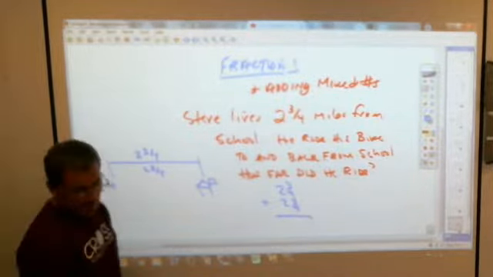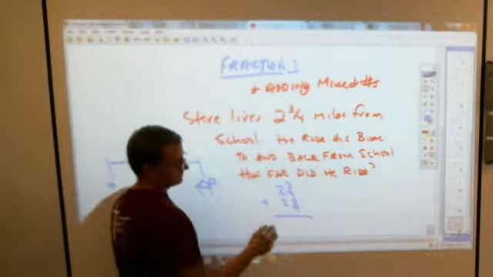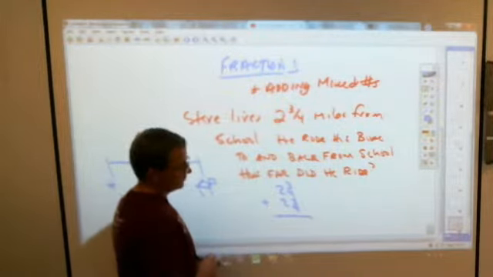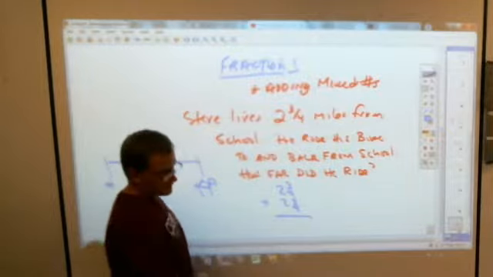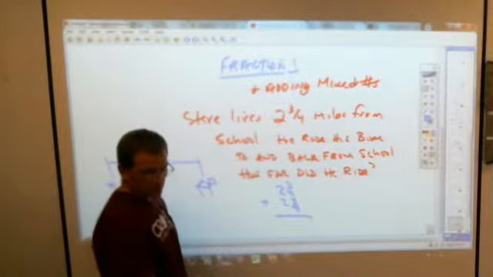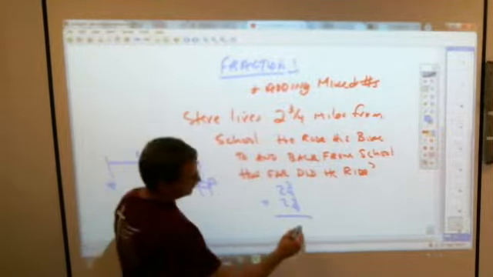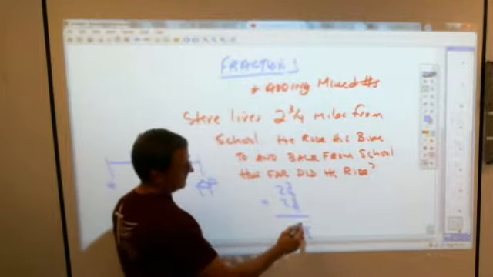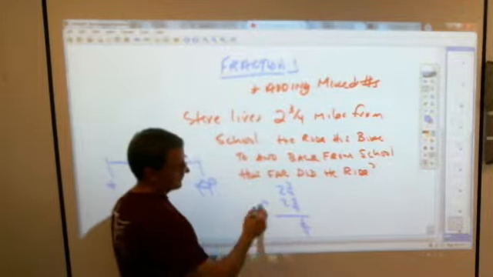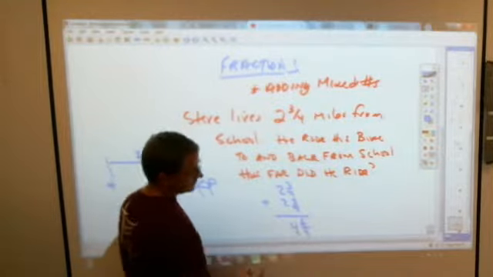Kate? What? 3? No, I want the fraction. 3/4 plus 3/4 is, remember you keep the bottom number the same, add the tops together, so you get 6/4. And 2 plus 2 is 4.